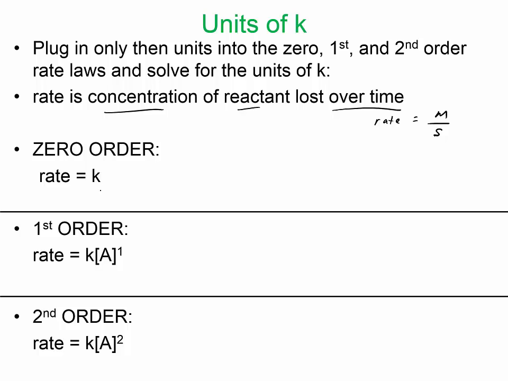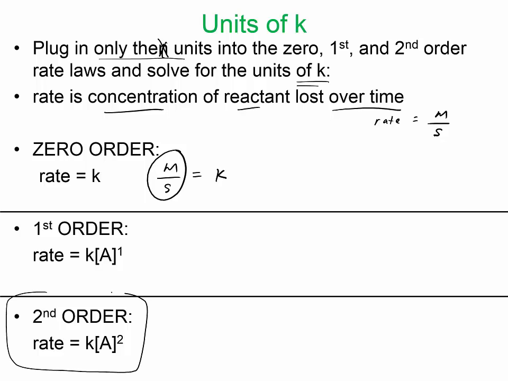For the units for k, the directions here are to plug in only the units into the zero, first, and second order rate laws, and then solve for the units for k. Our units for k are going to be exactly what the units are for the rate. So rate is molarity per second. That's going to be, for zero order, our units. I'll do the first two, and I want to see what you guys do for the second order.